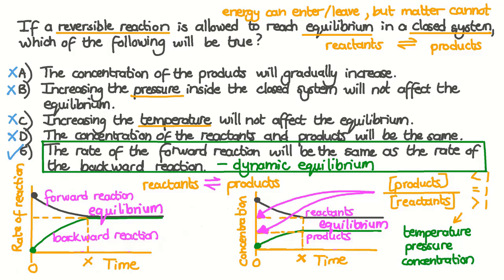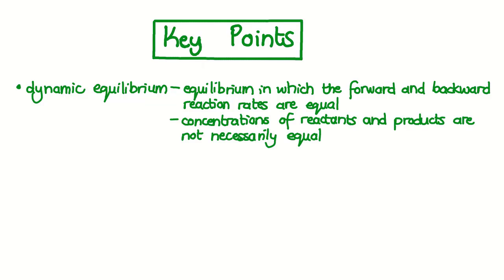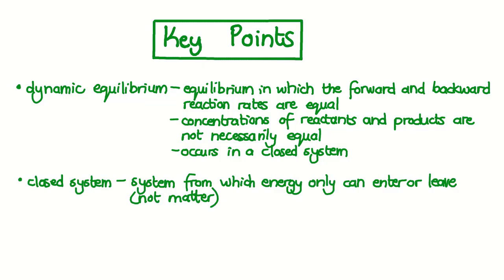Now let's summarize everything we have learnt. We learnt that a dynamic equilibrium is an equilibrium in which the forward and backward or reverse reaction rates are equal. We learnt that the concentrations of the reactants and products at dynamic equilibrium are not necessarily equal. And we learnt that a dynamic equilibrium occurs in a closed system. We defined a closed system as being one from which energy can enter or leave, but matter cannot.